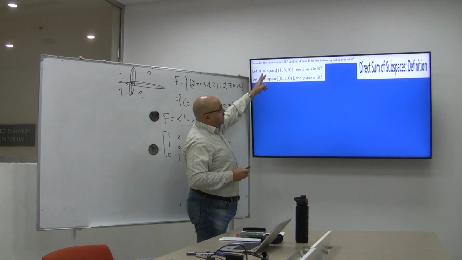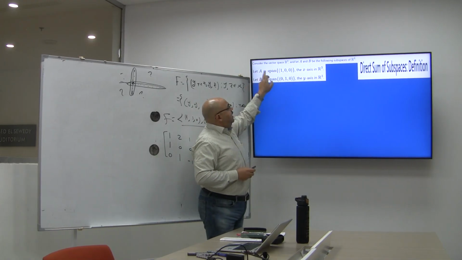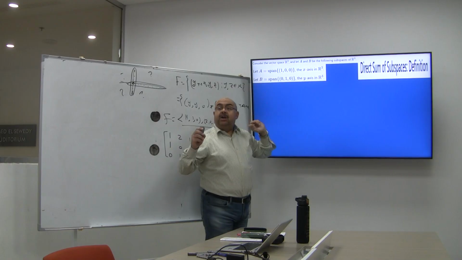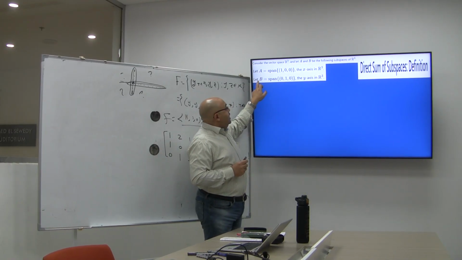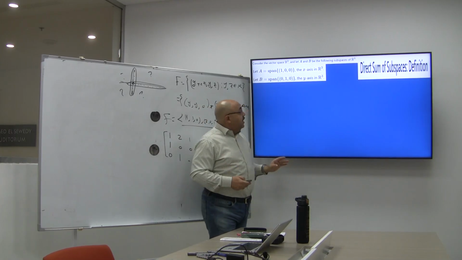Consider a vector space in R3. Let A and B be the following subspaces. This is A. The span of A is the set of elements (1, 0, 0), meaning the elements on the X axis, but in 3 dimensions. Then B is the span of (0, 1, 0), which are the elements on the Y axis in R3.